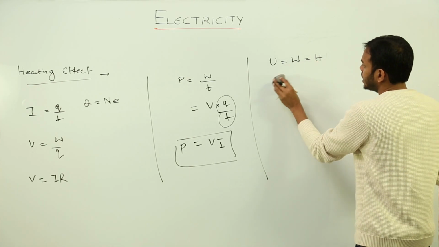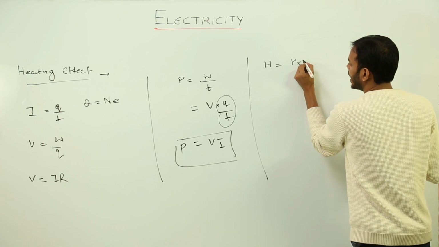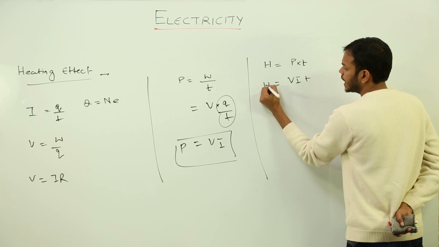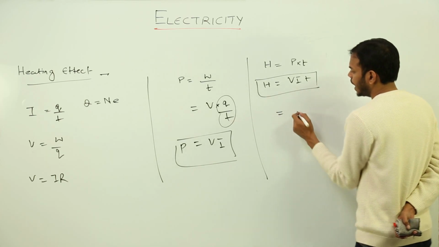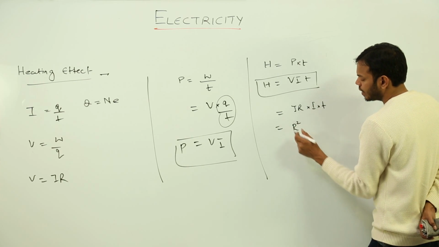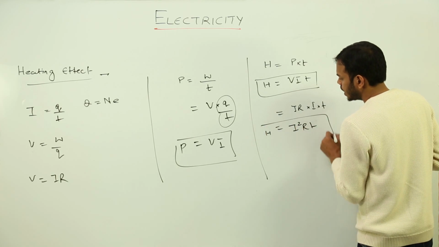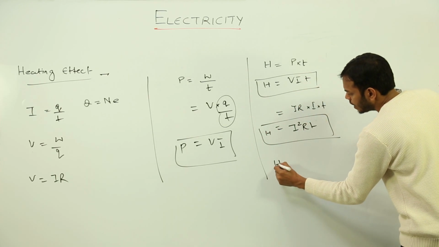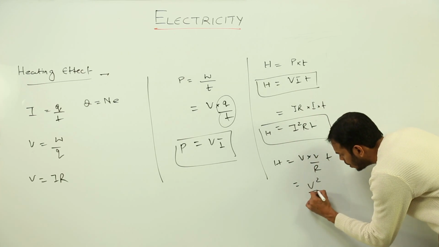So energy, which I can write as U, or work done, or heat energy, as you like. So this energy is what? Power into time. Okay, so what is power? Power is V into I. So this is one of the formulas for heat generated in a conductor. Another formula: put V equals IR. So I'll get IR into I into T. So I'll get I square RT, not R square. This becomes I square RT. This is the value of heat generated. I can also put I equal to V upon R. So I'll get V into V upon R times T. So this will give me V square upon R into T.